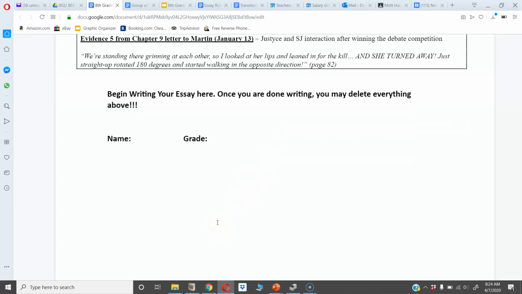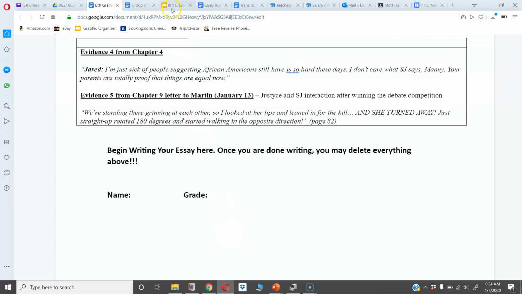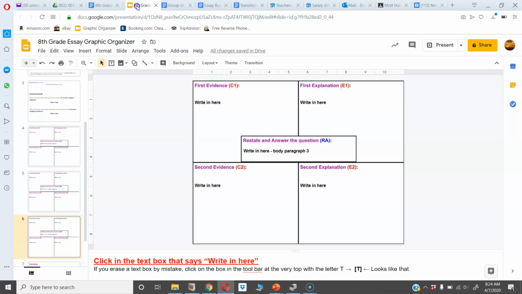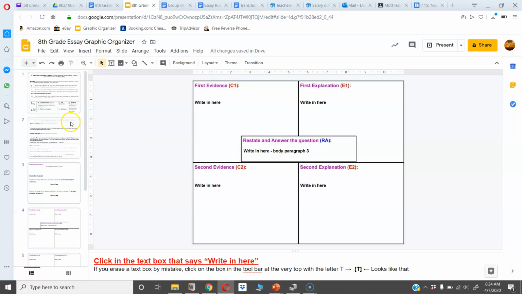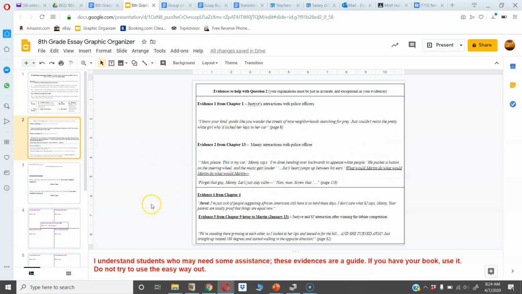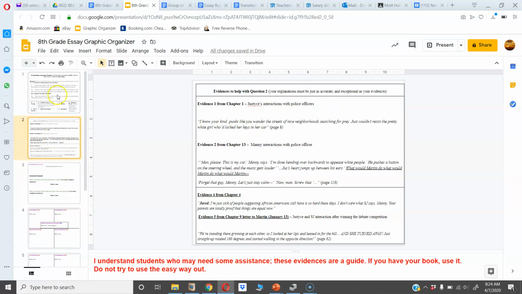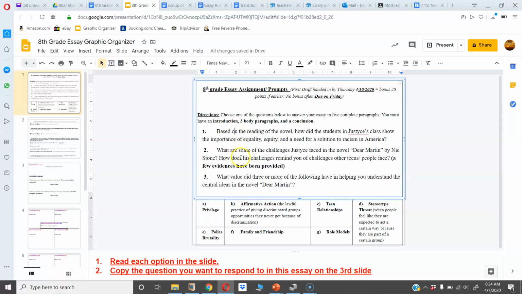So make sure that you're doing it to the best of your abilities. Now, the graphic organizer, for the A graders. Same thing. I have the prompts here. I also have the evidences here. And then you'll start. You'll copy the essay question from here. You copy whatever question it is that you're using. If you're using number 2, you copy the entirety of number 2. If you're using number 3, you copy the entirety of number 3.